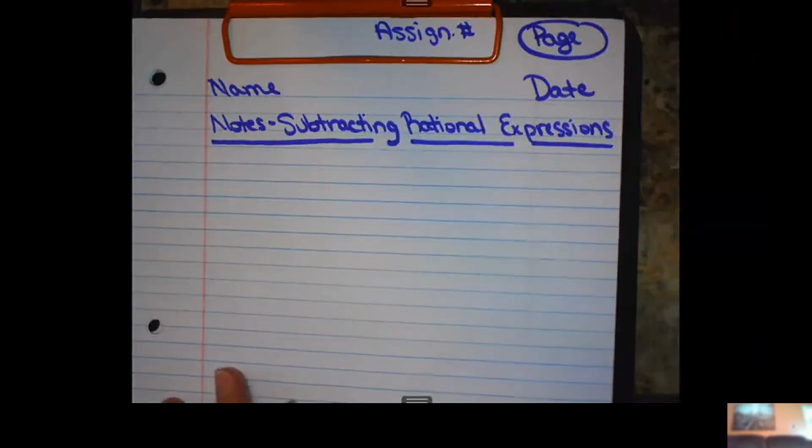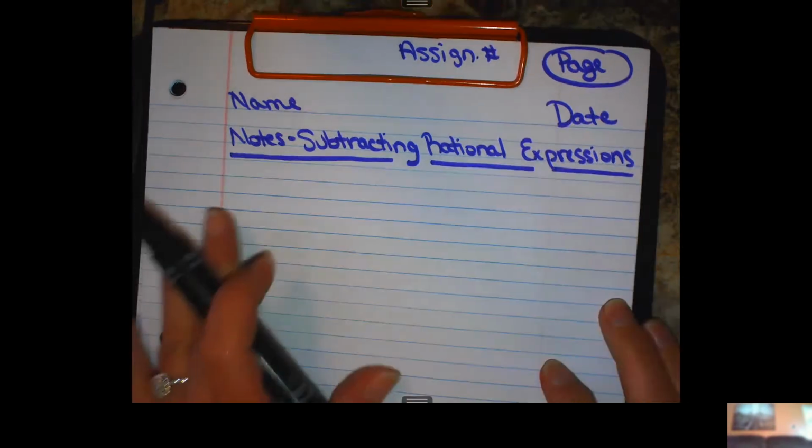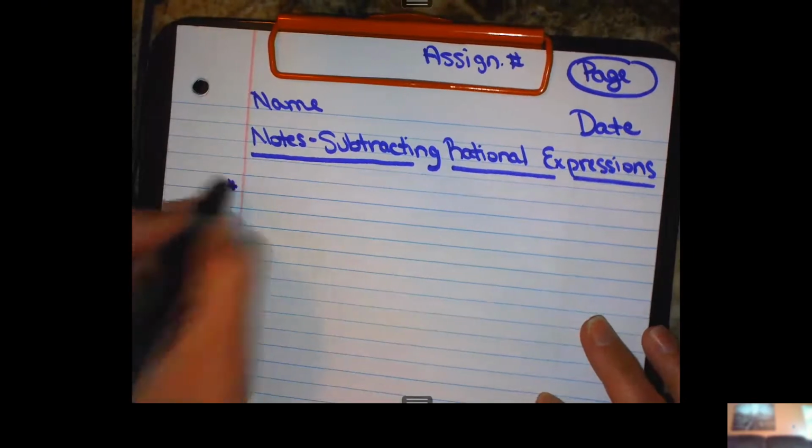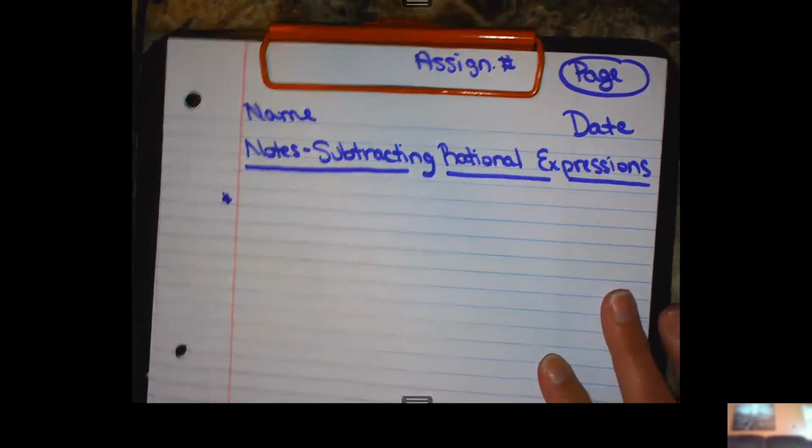In this lesson, we will be subtracting rational expressions. In the previous lesson, we were adding. Same steps, just a little bit of a different thing that you have to apply towards the end. So we're going to start off by pretty much writing the same thing. So please make sure your heading's on here. Please pause it if you need to.